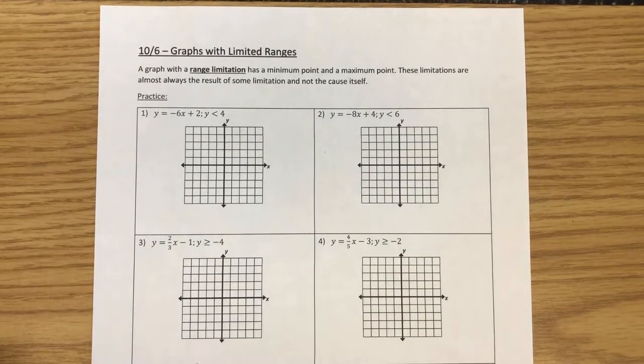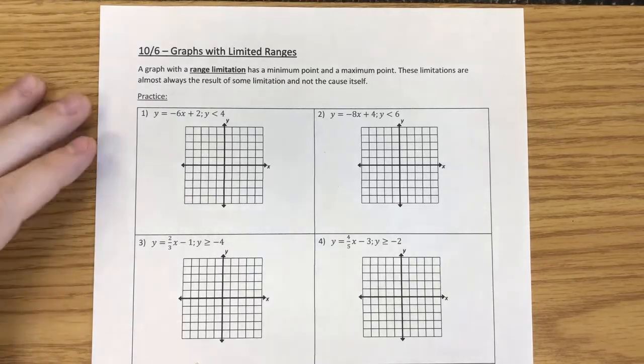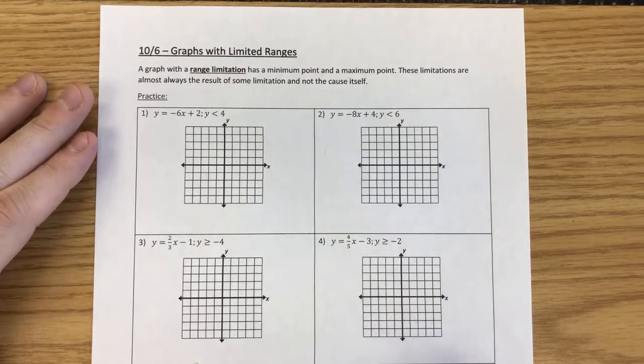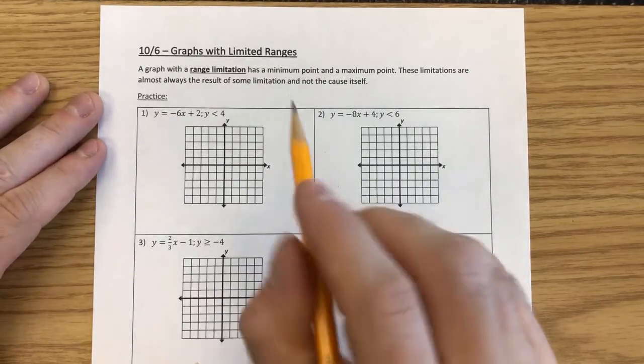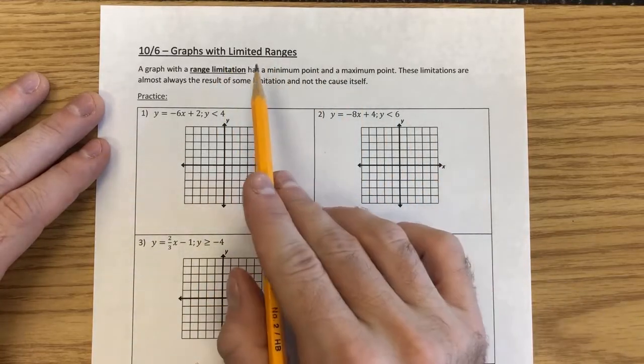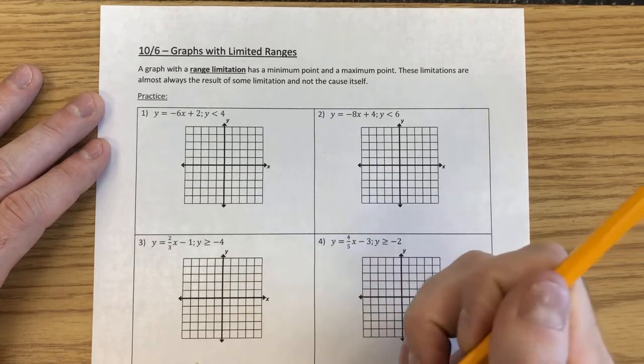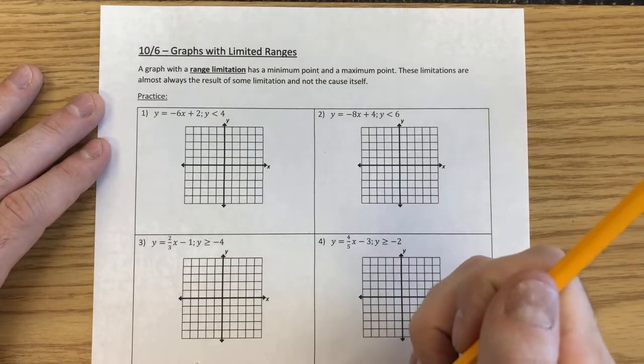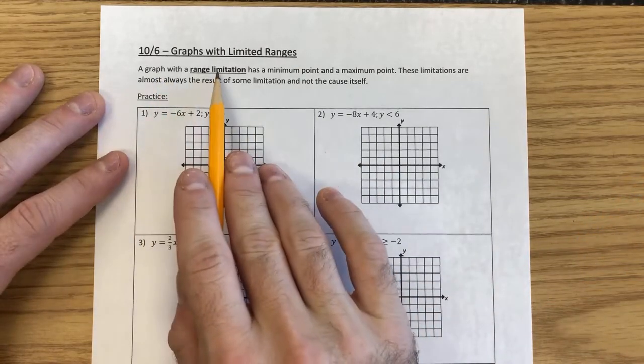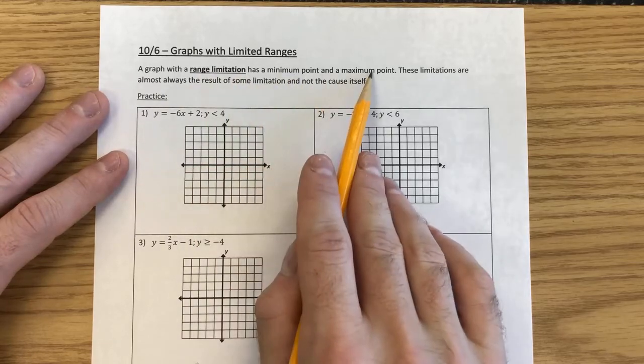So today we're doing a rather simple exercise, and we're going to be graphing graphs with limited ranges. One of the things we want to notice is that when we limit a range, and we limit any graph, we're probably going to want to draw it in pencil because we're going to be doing some erasing. Furthermore, a range limitation has a minimum point and a maximum point.